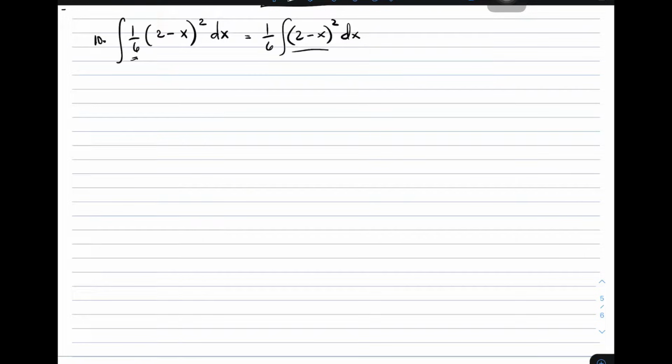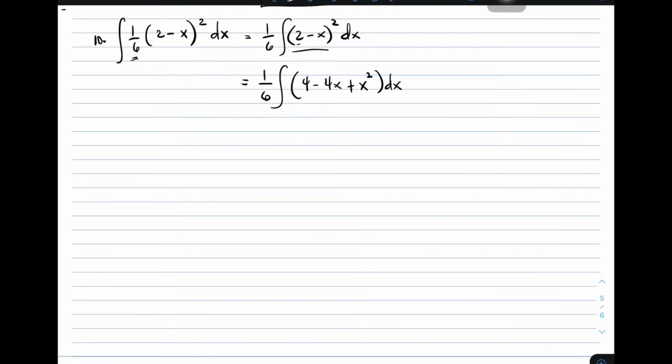And then, itong ating binomial, we can expand it. Pwede tayong gumamit ng FOIL method or square natin binomial. And that will be equal to 1 over 6 integral of 4 minus 4x plus x squared dx. So, baka malito kayo kasi, sir, paano ba natin nakuha yung trinomial na yan? Yung 4 minus 4x plus x squared.